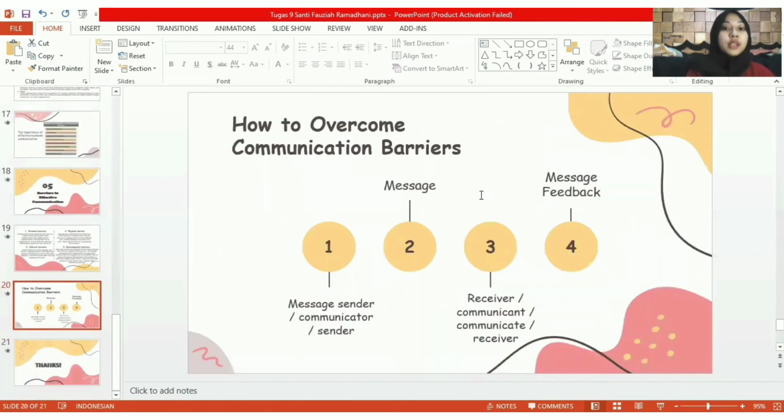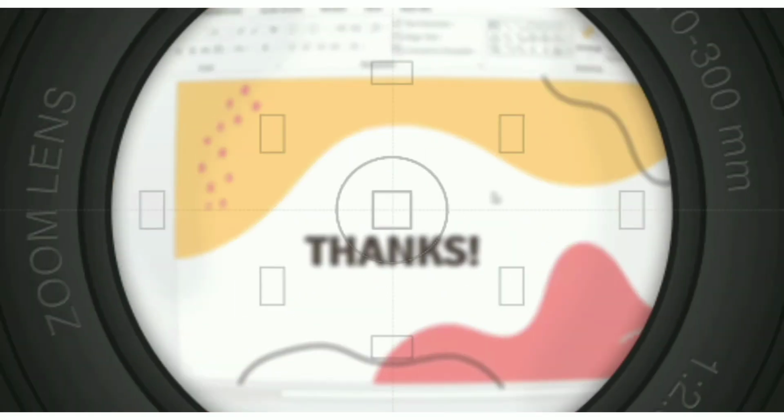How to overcome communication barriers? The first is message sender or communicator. 2 is message. 3 is receiver or communicant. And the last, 4, is message feedback.